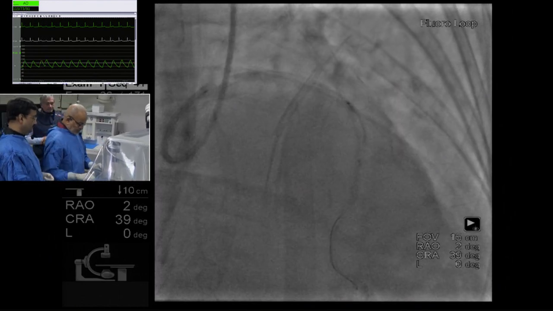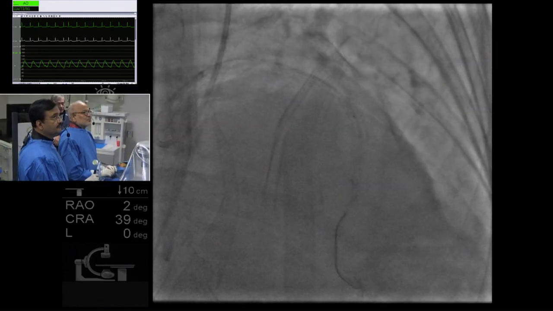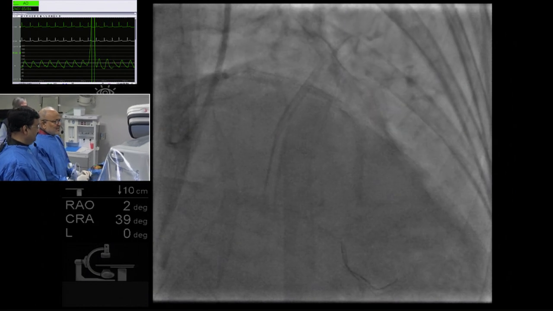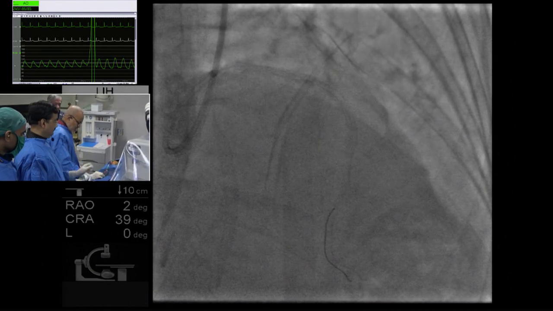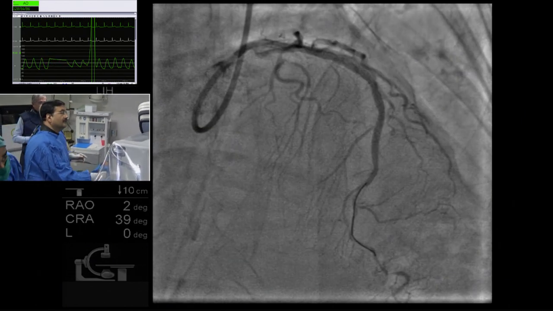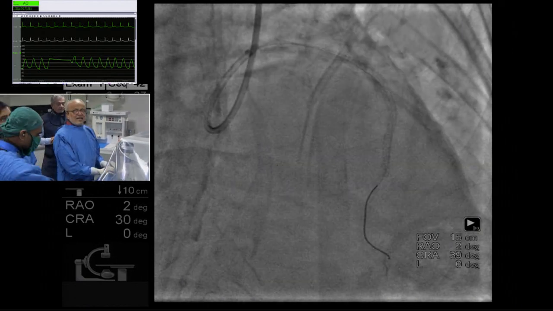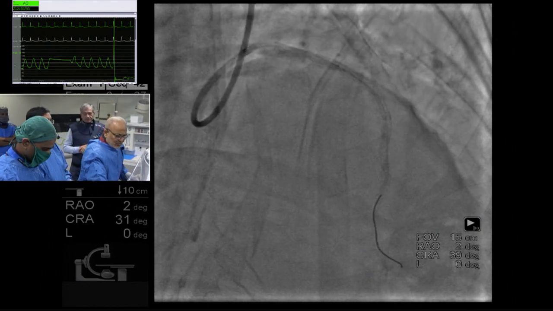Maybe we can have a look with your OCT again. The last injection of OCT will be done then, because then only we realize what we have done. Inject. Look at this. Looks magnificent. Now we'll do OCT and hand over the case.